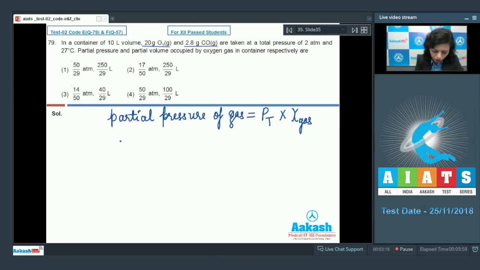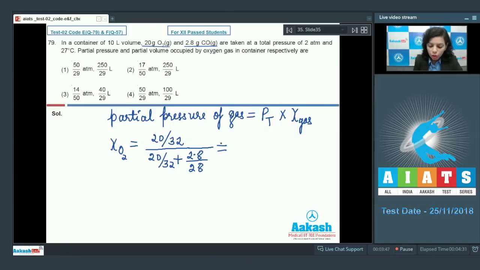So with the help of that we can find out the mole fraction of oxygen, that would be equal to the moles of oxygen, these are 20/32 moles of oxygen, divided by the total moles present in the mixture. So here are 2.8 gram carbon monoxide, given mass of carbon monoxide divided by its molar mass, and if you solve this you will find out that the mole fraction of oxygen in this mixture is 25/29. This is the mole fraction of oxygen.